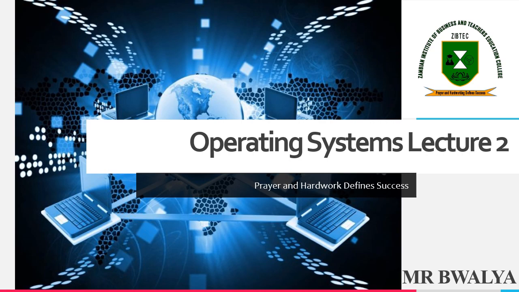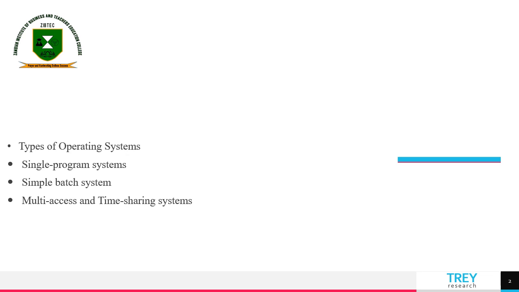Okay, now let's dig in. So let's do the continuation of where we ended last time. Okay, so if you remember clearly, last time we talked about the different types of operating systems. We said we've got single program systems, simple batch, multi-access, and time sharing systems. We also talked about the advantages and also the importance of these different types of operating systems. We also gave examples of the operating systems.